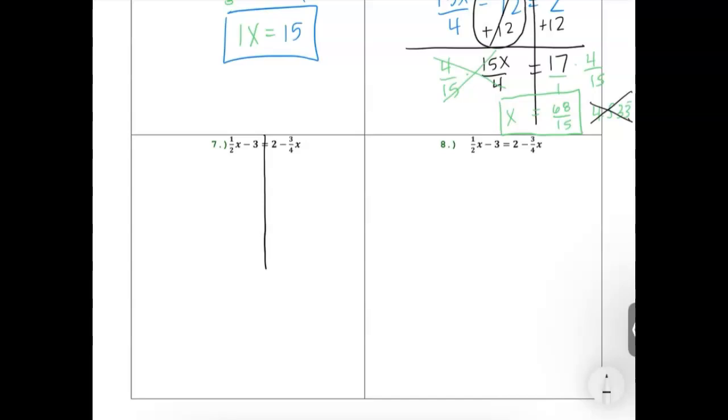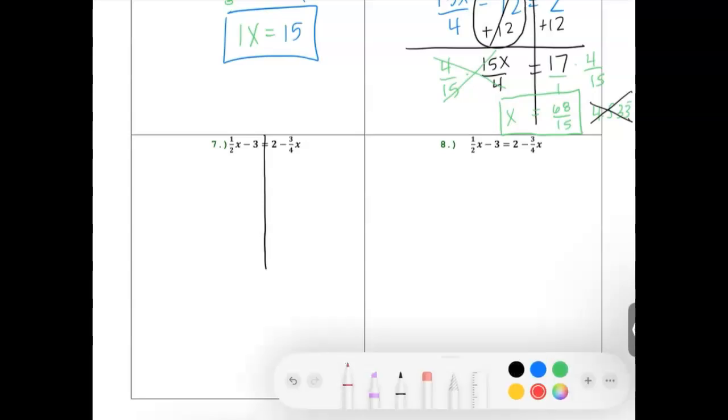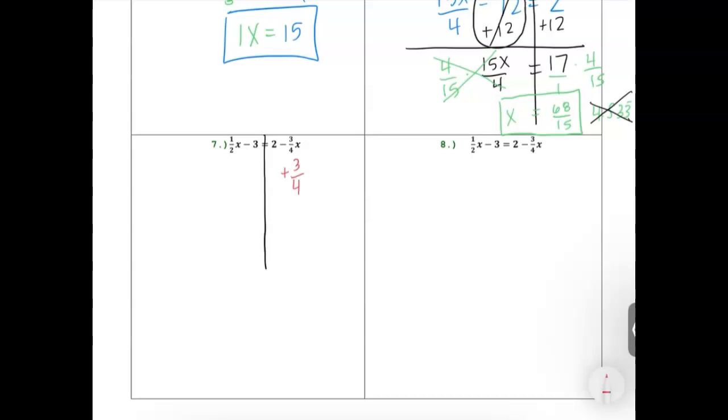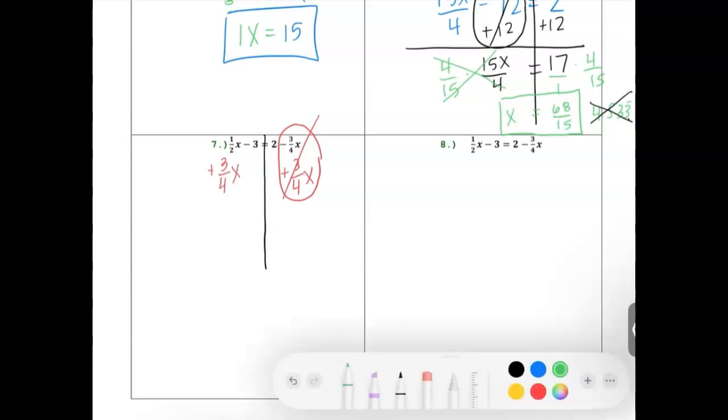So again, we have a 1/2 x, we have a negative 3/4 x. It would be helpful to get rid of the negative just because we like things to be positive. So if we want to get rid of that negative 3/4 x, let's go ahead and add 3/4 x because that makes a zero pair there. Anything that's the same number opposite sign is a zero pair. So we will add 3/4 of an x to here, and let's remind ourselves about adding fractions.